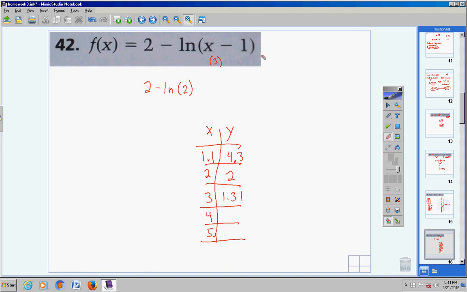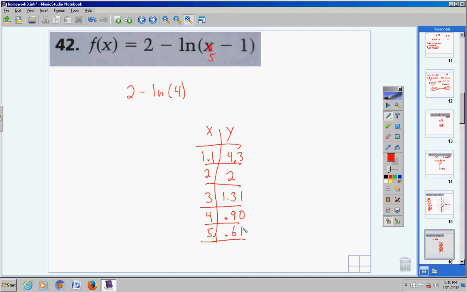Now let's substitute 4 in for x. 4 minus 1 is 3. So 2 minus the natural logarithm of 3. And that's going to give you 0.90. And then next we'll substitute 5 in for x. 5 minus 1 is 4. So 2 minus the natural logarithm of 4. We type that in, and that would give you 0.61.